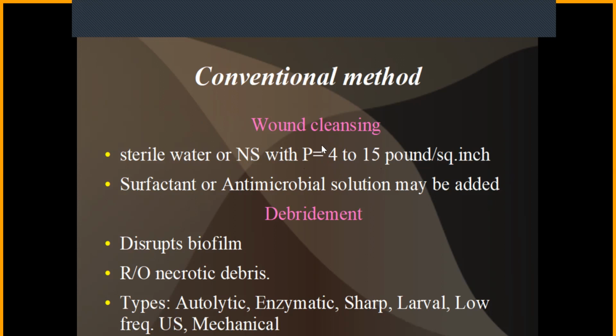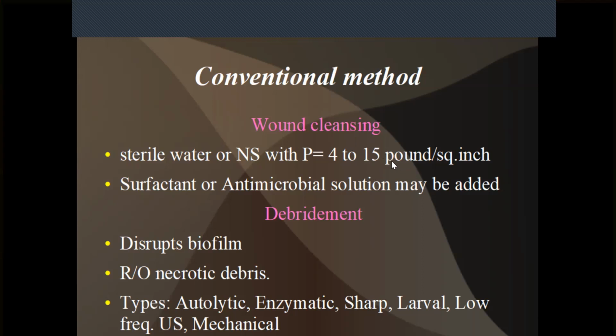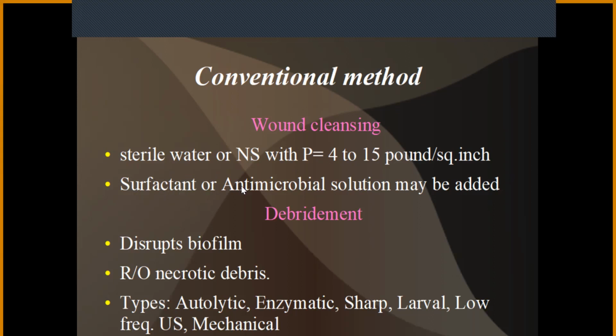Because if the pressure is less than 4 pound per square inch, you will not get appropriate cleaning. It will lift the colonies in the wound. And if it is more than 15 pound, then it may damage the granulation tissue. And you can even add a surfactant or antimicrobial solution whenever you are using normal saline or sterile water for wound cleansing. And also soap, which is very easily available.